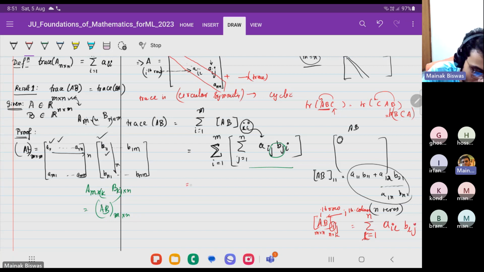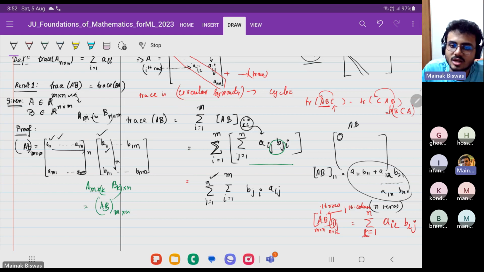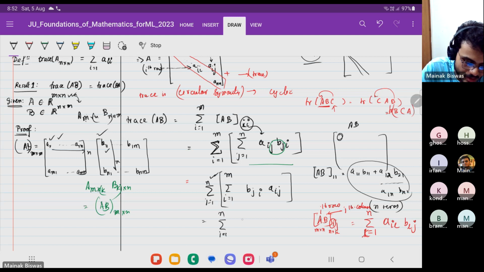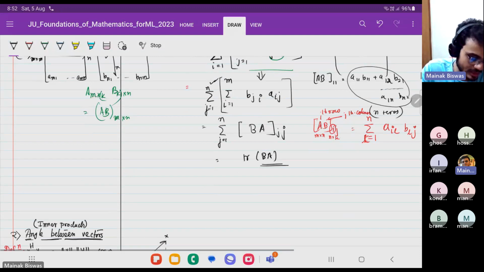So this is the general formula. Now what trick can I follow to show this? I can just change the order: the sum over i equal to 1 to m and the sum over l equal to 1 to n, and I can write B ji and A ij, right? I'm just reordering the terms, no problem. Same thing I've written. If you have any problem, tell me now, otherwise I'll proceed. So this is BA, jj, right? Yes or no? Trace of BA. This step is clear, right? Since nobody is asking, let's proceed.